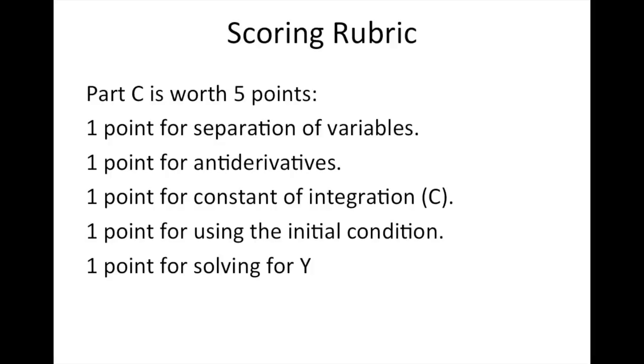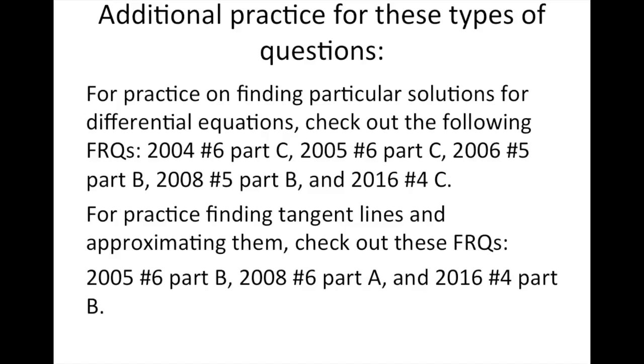And the thing to note is that if you do not separate the variables, it makes the rest of the question incorrect and you get 0 out of 5 on this part of the FRQ. And if you do the separation of variables and the antiderivatives correctly, but you forget the constant of integration, then you also lose the points for using the initial condition and solving for y, giving you 2 out of 5 on FRQ Part C.